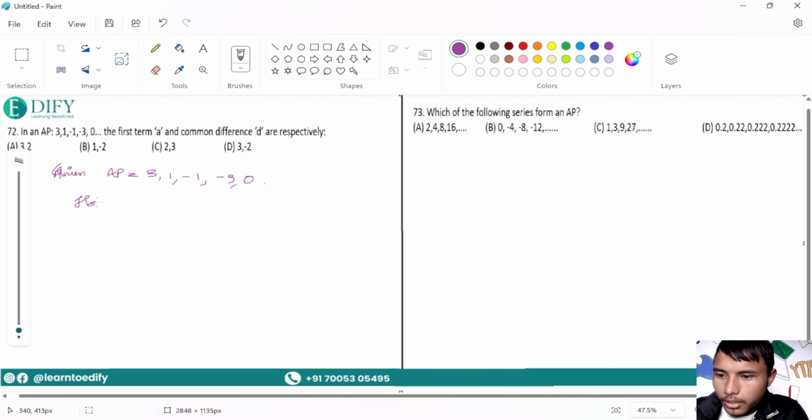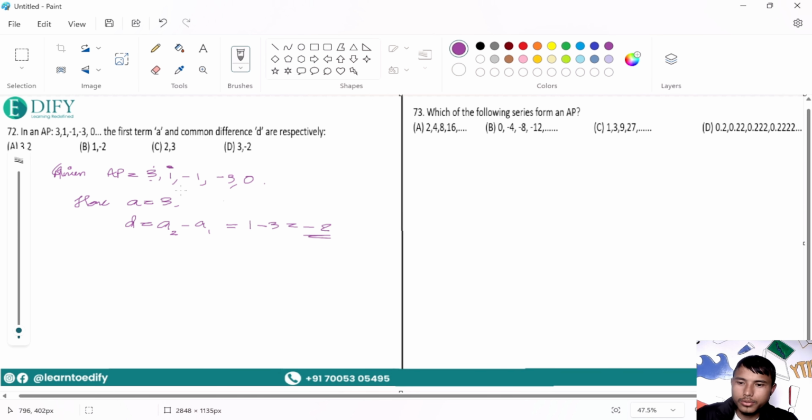Directly, A is equal to 3, the first term, and D is the preceding minus the one before it. So it's like this: A2 minus A1, or A3 minus A2, or A4 minus A3. So A2 is 1, and then minus A1 which is 3. So that is minus 2. So your common difference is minus 2 and the first term is 3. So 3 comma minus 2. Option D is the correct answer.